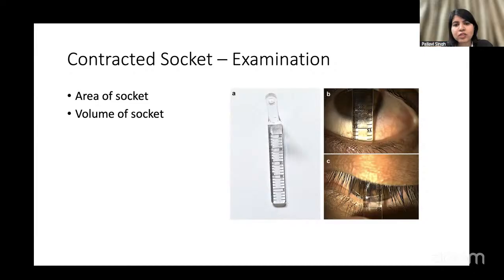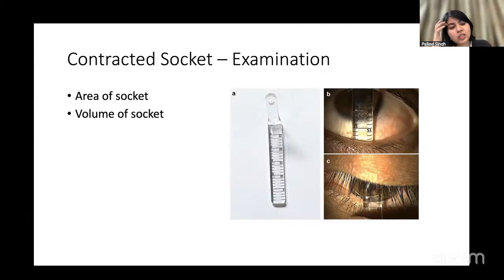We don't have this during our examinations, but what you can do is instill a drop of paracaine. You can take a lacrimal probe, put it down in the fornix, and measure what the depth of the fornix is. So it's important that you write down what your superior and inferior fornix depth is.